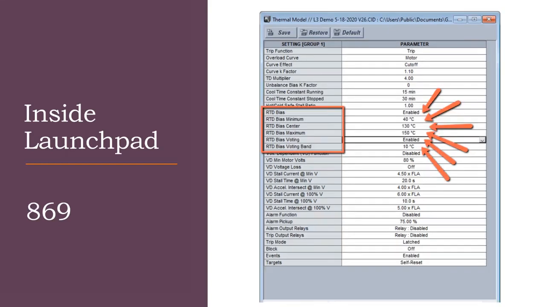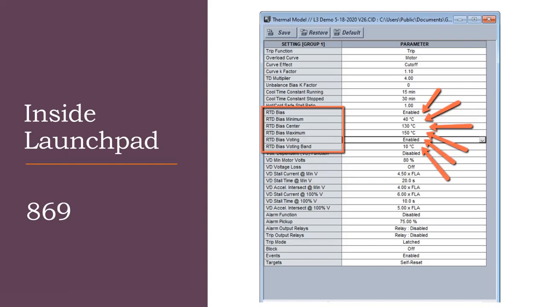Inside the 869, it looks a little bit different. There are 2 additional settings to modify: the RTD bias voting and the RTD bias voting band. We're going to have a more lengthy discussion on this soon in a future webinar, when we dedicate the entire hour to RTDs and how to set them up.